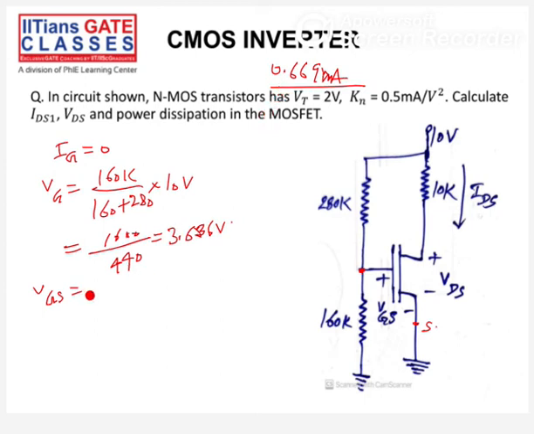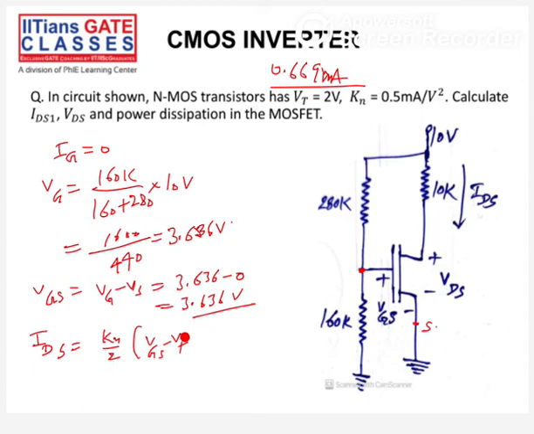So let's see how much. VGS is equal to VG minus VS. So VG is how much? 3.636 minus VS 0, that is 3.636 volt. So now I can write IDS will be equal to K_n/2 into (VGS minus VT) whole square.